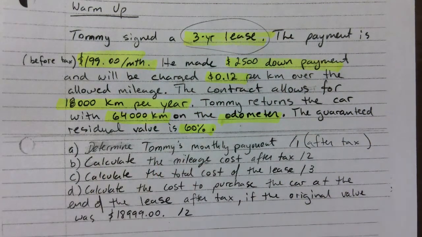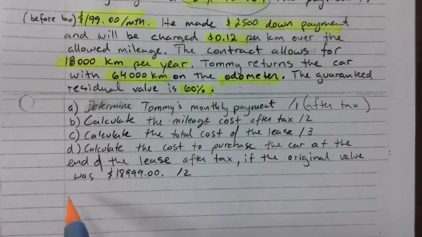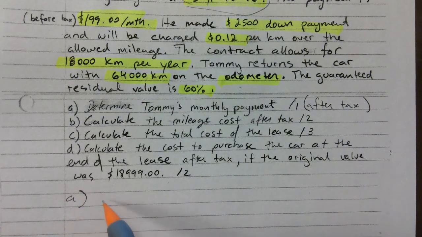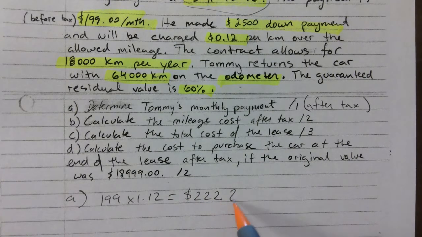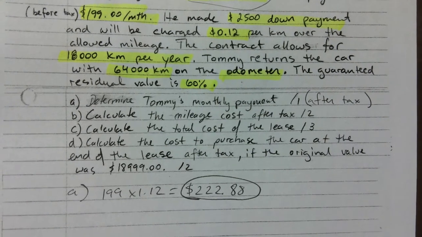So A, determine the total monthly payment. All you had to do there is go 199 times 1.12, because that would be the total payment in this case, right? And so that is 222.88. That's all I need there. You would get 1 mark for that. Doesn't say total payments, it just says the monthly payment.